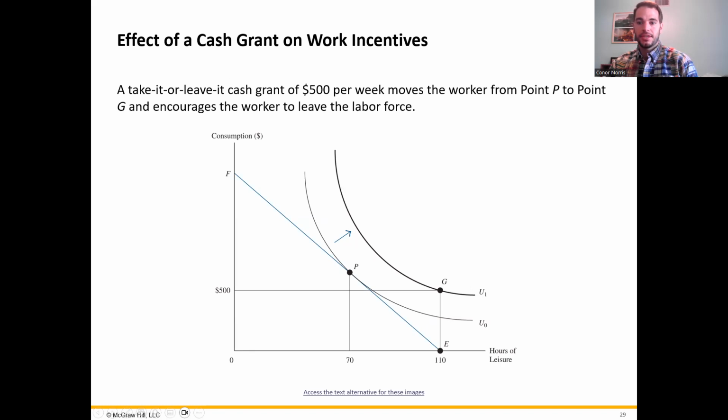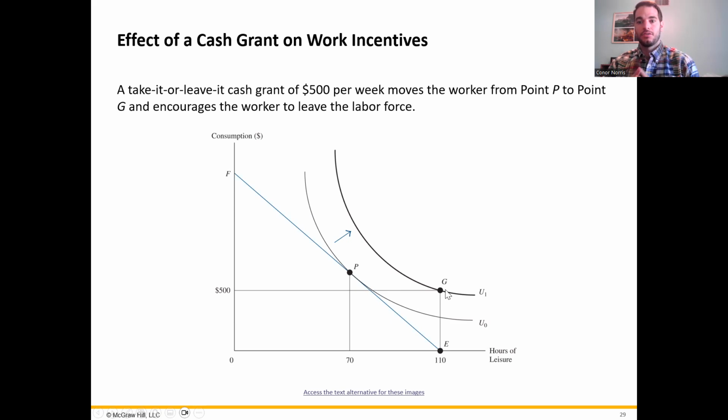Now, why doesn't this look like an increase in non-labor income, which just moves the endowment point up? In the past, we would have the endowment point here up to G at that $500, and then a line going up parallel to EF. Well, the reason why we don't have that in this case is that the individual here can either choose to receive the grant and not work, or they can work.